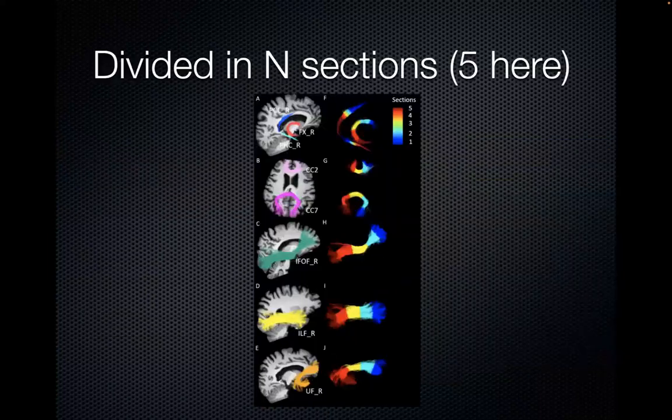And so we can do that for every track. For every track, we can actually separate it in 5 to 50 sections and have fingerprints of these tracks with Alzheimer's disease and whatnot.